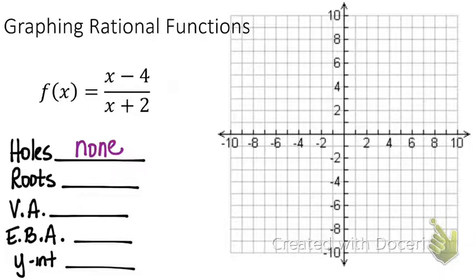Roots, looking at your dark pink sheet, what does it tell you to look at for roots? At the top. Set the top equal to 0 and solve it. So if you take the x minus 4 and you set that equal to 0, what do you get? 4. So put a point on your x-axis at 4. This is the only place that the graph can cross through the x-axis. It's right there.